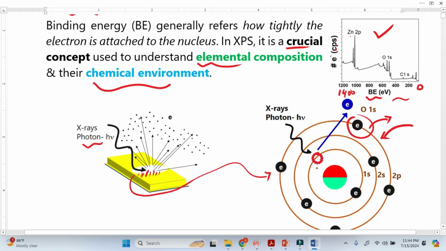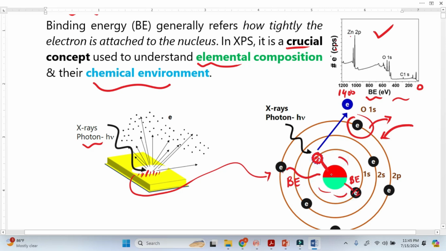This is basically the binding energy, and similarly, how tightly the valence electrons are bound to the nucleus. Where there is more influence from the nucleus, we say the binding energy will be higher. So for this core electron, the binding energy is higher as compared to this binding energy here, because these core electrons are tightly bound to the nucleus.